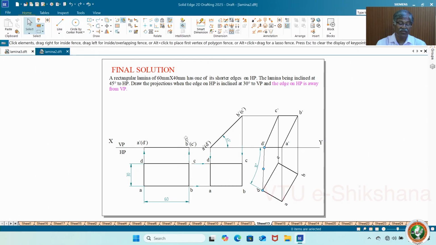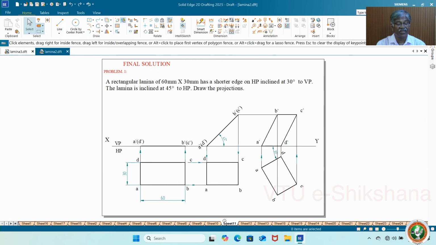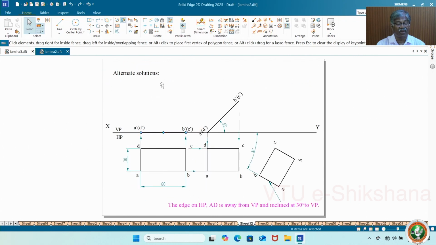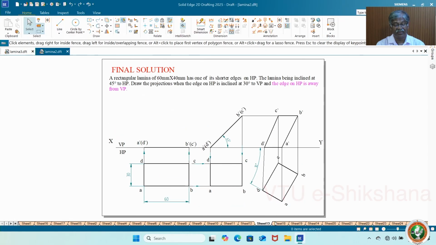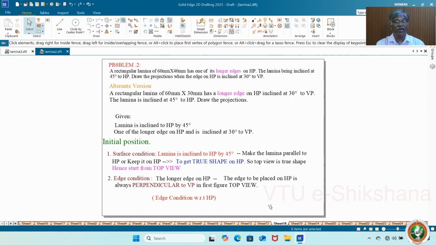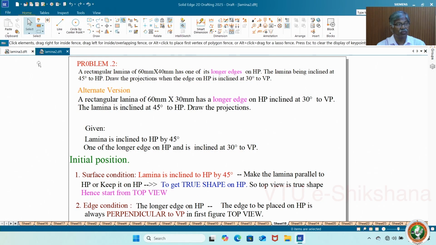So this is the alternate solution for the first problem. Here alternate solutions I have given. Instead of AD nearer to XY, you take it away from XY line and then draw it. Okay. Next comes the longer edge. See here, that's what I have given for you to try.